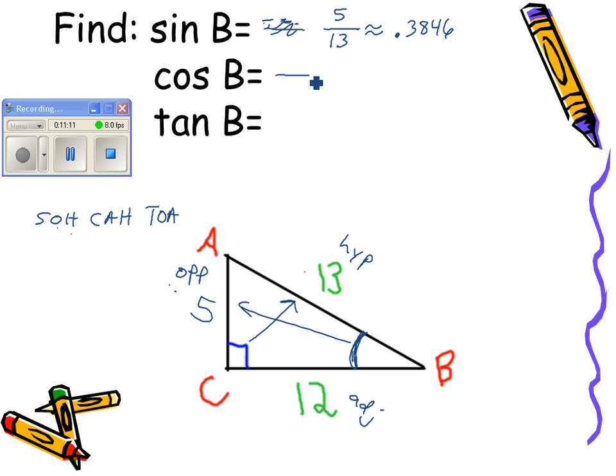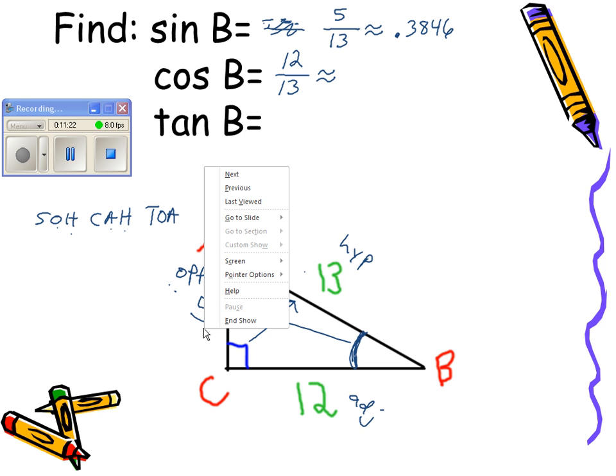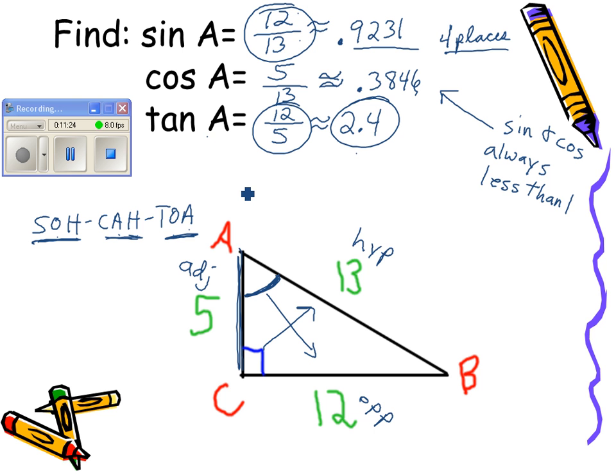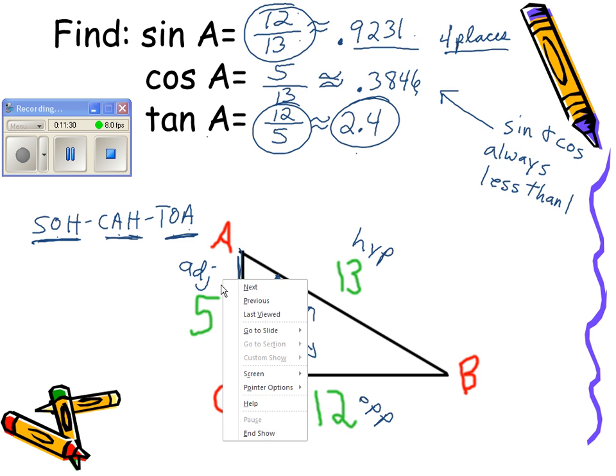Cosine, adjacent over hypotenuse. Adjacent is 12 over the hypotenuse, which is 13. Again, if we look back, we'd already changed 12 over 13 into a decimal, 0.9231.